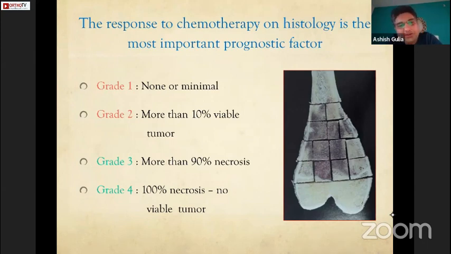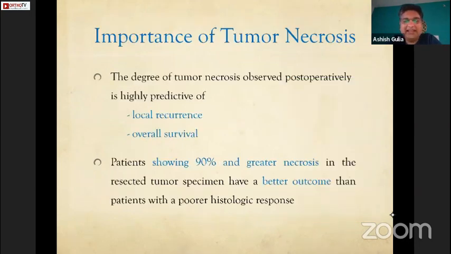When we look at response to the chemotherapy, then we divide these patients into good responders and poor responders. Any patient who has more than 90% necrosis on the evaluated specimen is considered a good responder, and anything less than 90% is a poor responder. And this slide shows the importance of tumor necrosis, because in poor responders, the overall survival rates are much lower and local recurrence rates are higher.